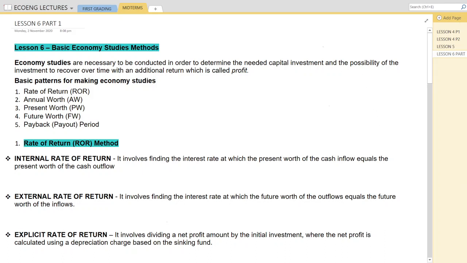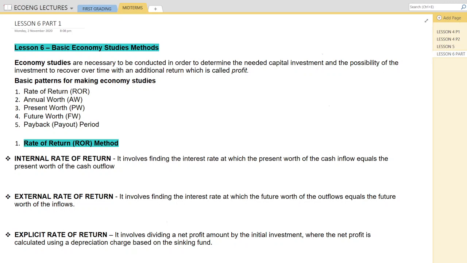For our previous lesson, we are done in lesson 5. So we have discussed there the capital financing. That includes the bond value. So we are done computing the selling price, or the value of bond before redemption. And bond is a debt.